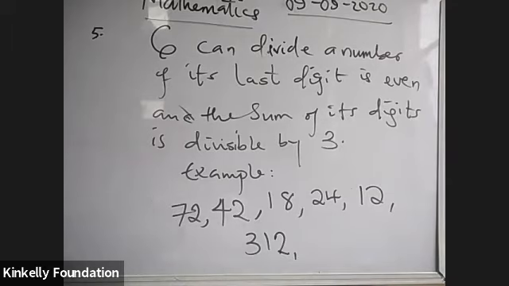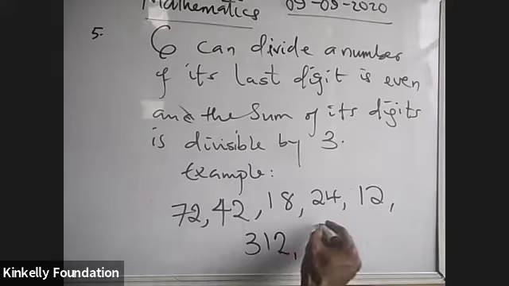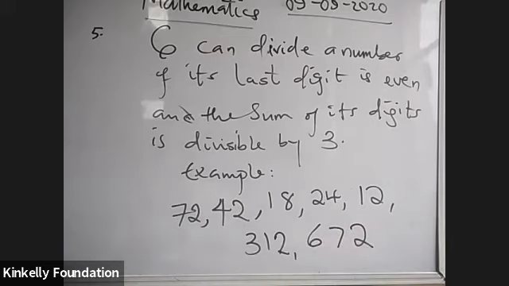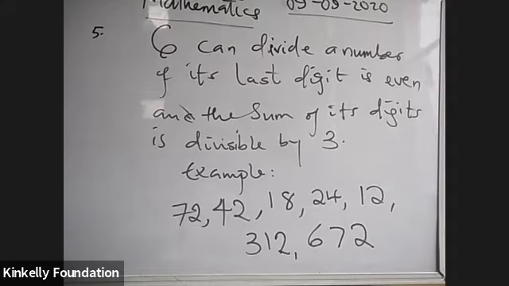Yes? 672. 672 is divisible by 2, correct? And the sum of this is 15, which is divisible by 3, correct? So that's by the way. Let's now move on.